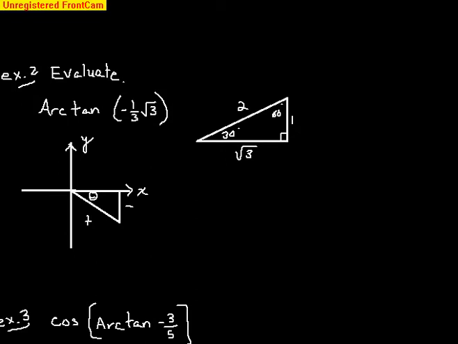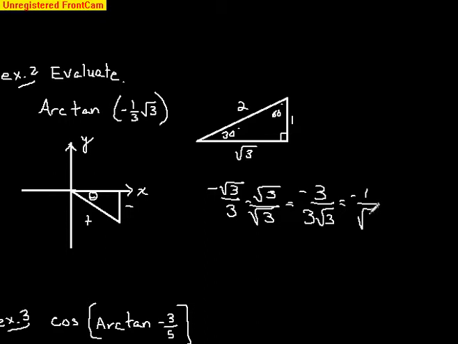Evaluate the arctan of -1/3 square root of 3. And again, we need to unrationalize the denominator. So you have negative square root of 3 over 3. We unrationalize it, and we get -3 over 3 square root of 3, and we're going to get -1 over square root of 3. So here's our triangle that we're going to use. It's our 30, 60, 90-degree triangle, and we want opposite over adjacent. So our angle is going to be 30 degrees, this angle right here.